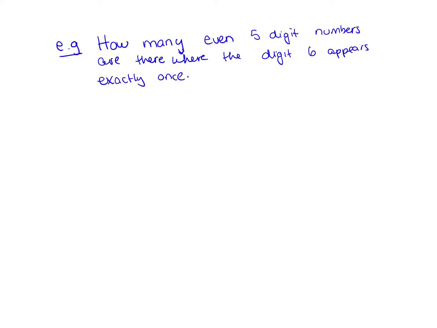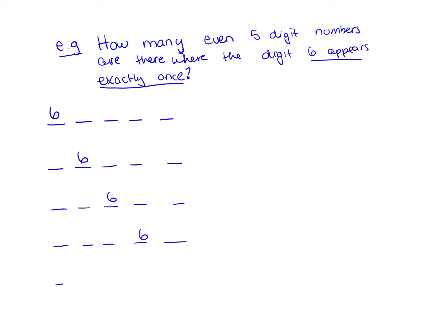We want to know how many even 5-digit numbers there are where the digit 6 appears exactly once. All right, so let's think about how to approach this. I'm looking at 5-digit numbers, and I know that there is a 6 somewhere, but I don't know where it is. Because that 6 appears exactly once, I can break this up into categories based on where the 6 appears. So that 6 is either in the first spot, or the second spot, or the third spot, or the fourth spot, or the fifth spot.